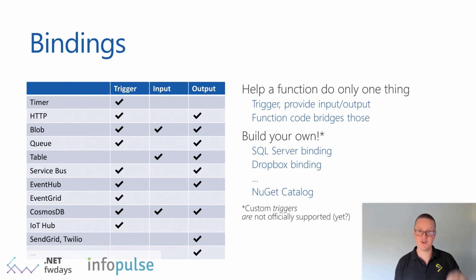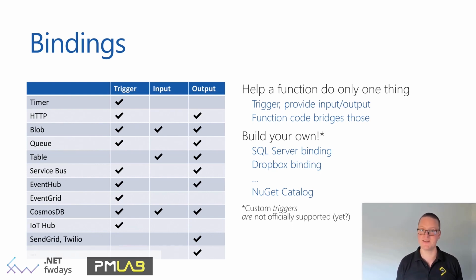Now, there's a bunch of trigger input and output bindings out of the box in Azure Functions. Ideally, for us, we would like to have a NuGet catalog trigger because we are watching that catalog. Essentially, what we want to do is have a function that is invoked when a new package is available on NuGet.org and then just work with that package instead of having to write all of this processor code.